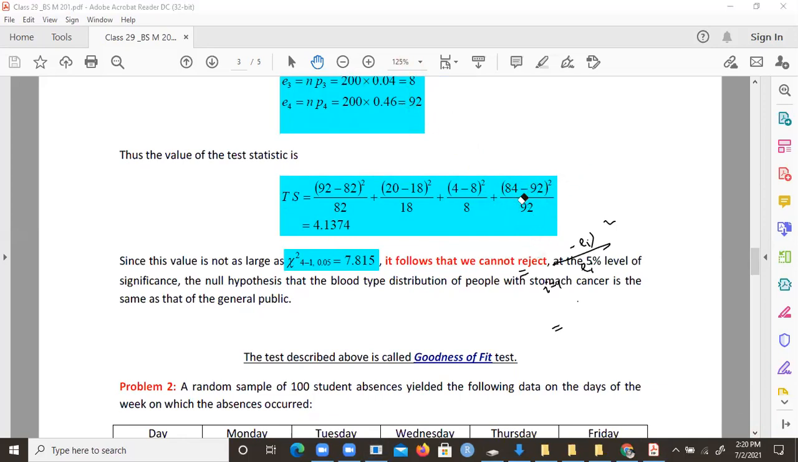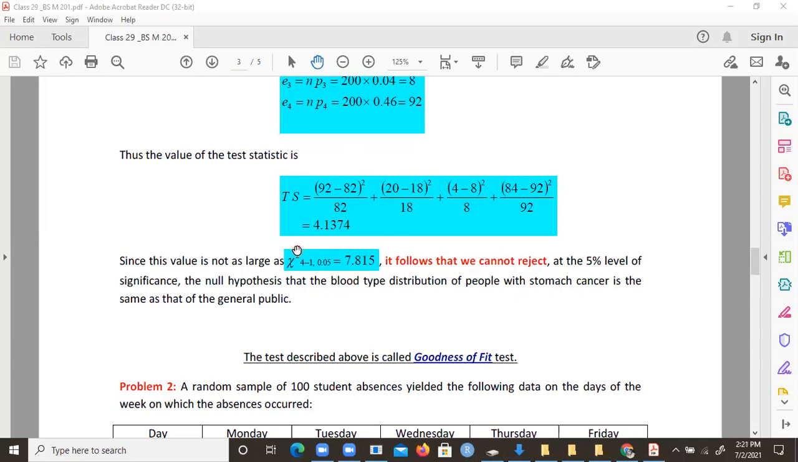So in this manner we have calculated the TS, and the TS has come out to be 4.1374. Now you go to the statistical chart. My statistical chart has not yet opened. If you have the statistical chart with you, you open it and you will find my sample size is how much.